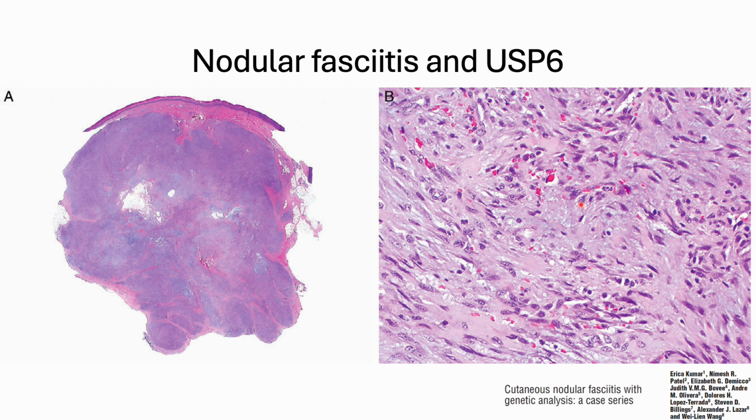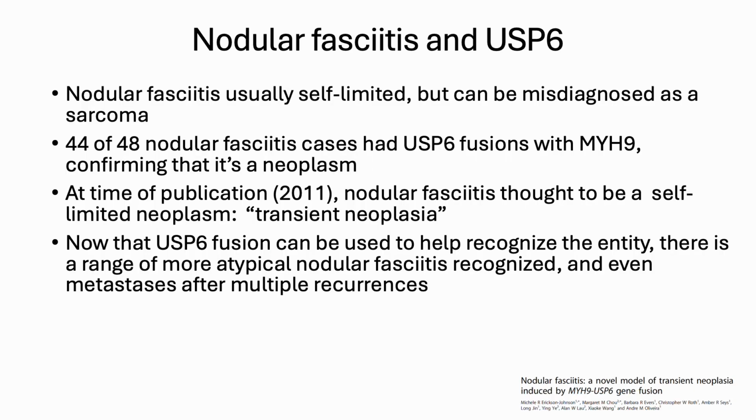Next entity, nodular fasciitis. So here's an example of a cutaneous nodular fasciitis. You can see it's a relatively circumscribed nodular tumour, and zooming in, it's a spindle cell neoplasm. There's prominent red cell extravasation. There are myxoid areas. It can be mitotically active, and the danger with nodular fasciitis is overdiagnosing it as a sarcoma. But diagnosis of nodular fasciitis has been made much easier in recent years by the discovery that it's driven by USP6 fusions in a large proportion of the cases.